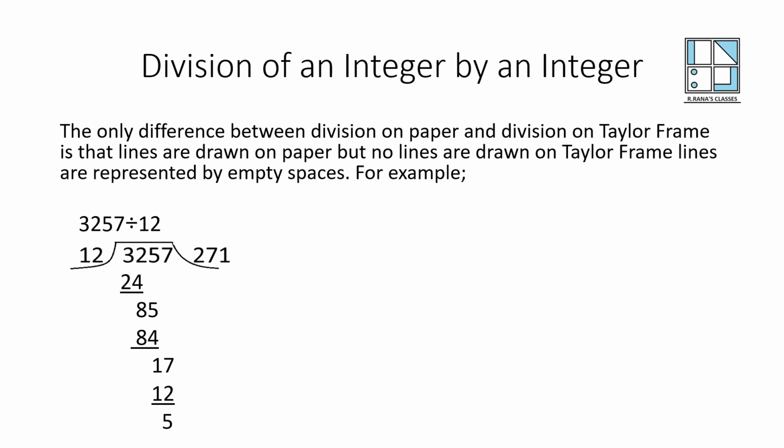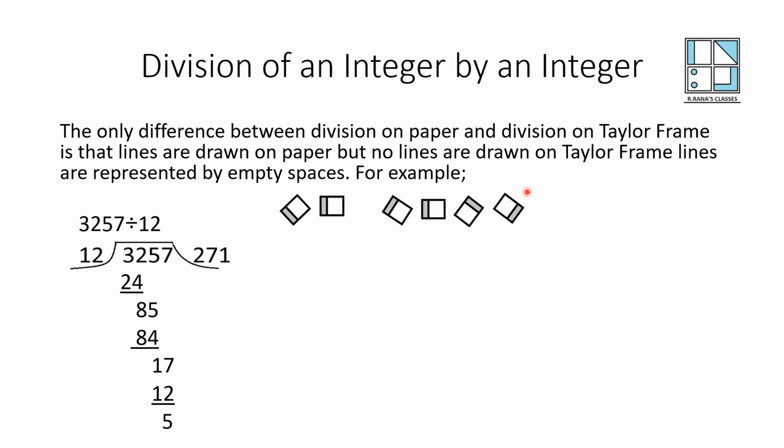For example, the number 3257 when divided by 12 on paper is shown, or the whole working is shown. Now let us come to Taylor frame. We first write the divisor 12, leave space for the line. This space is for the line that is here between 12 and 3257 here. So instead of this, we have left a space at this place, one slot space. Then we have written 3257.